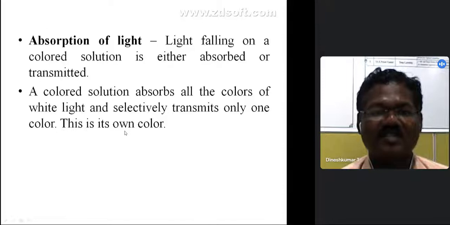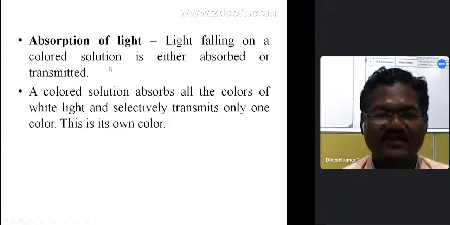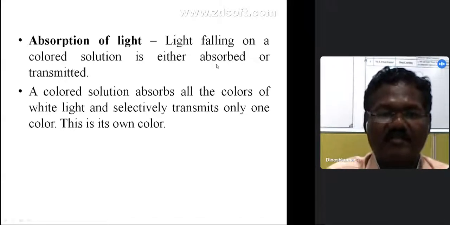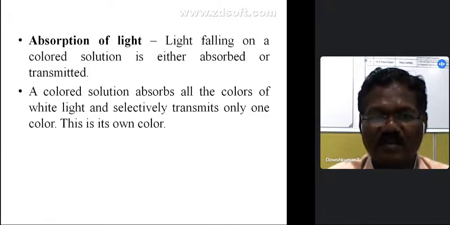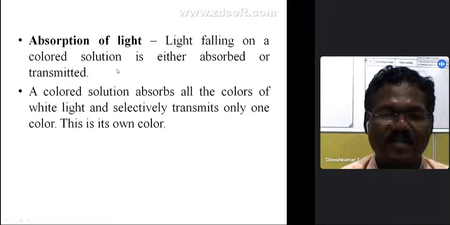Okay, absorption of light. Light falling on a colored solution. You have one solution which is in a colored state. So the light will be falling on a colored solution, and it is either absorbed or transmitted. Two things will happen when light passes through any place. One is absorbed, or otherwise it is transmitted. Okay, here, absorption of light. So the solution will absorb the light.